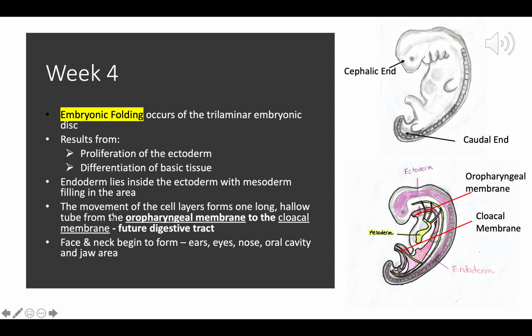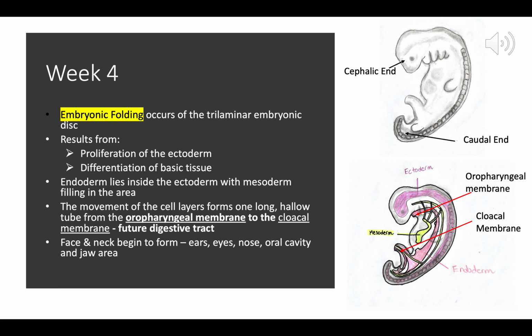As we head into week 4, embryonic folding occurs of the trilaminar embryonic disc. This is to help place the embryo in proper positioning for development, and it results from proliferation of the ectoderm and differentiation of basic tissue.